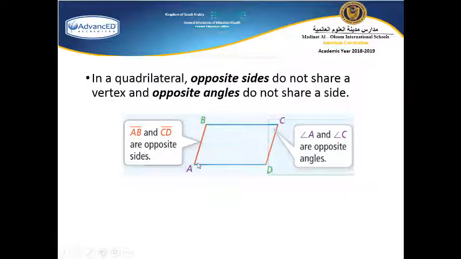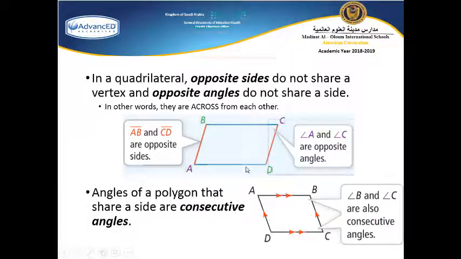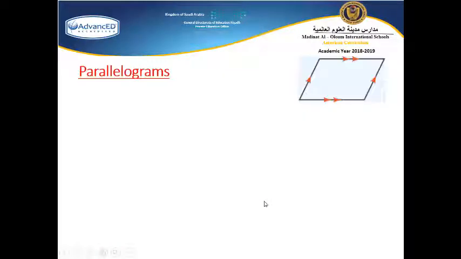The opposite angles, like angle A and angle C, angle B and angle D, are opposite angles. They don't share the same side. Here, the angles of a polygon that share a side are called consecutive angles. Like angle A and angle B: both of them share the same side AB, so they are consecutive angles. B and C are consecutive angles, C and D are consecutive, D and A are consecutive.